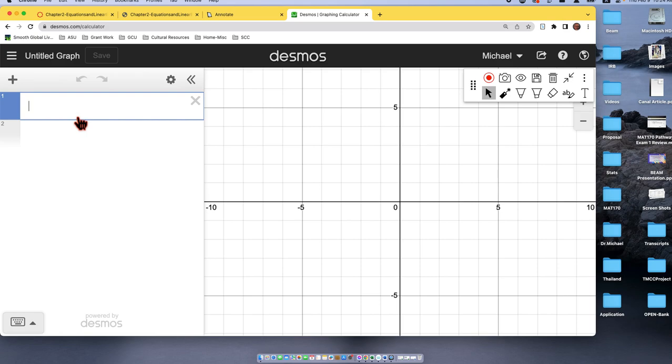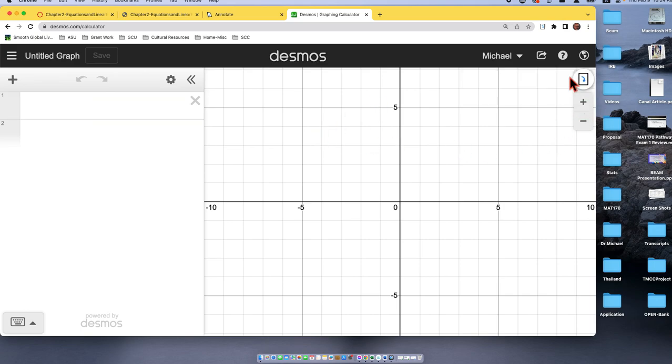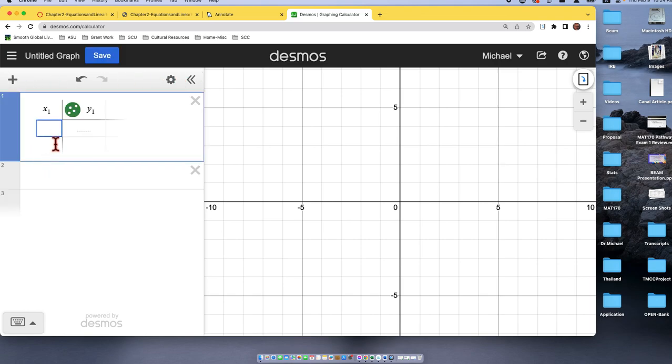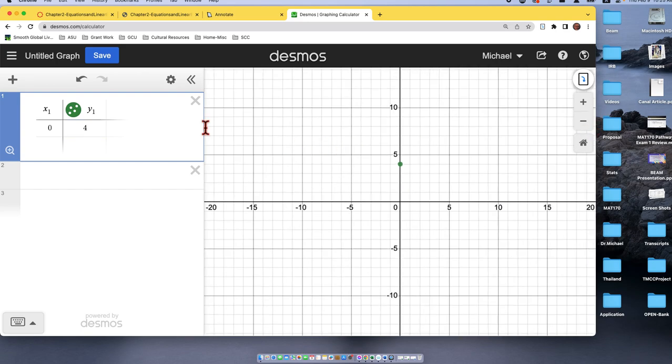So, what do we need to make a line? Two points. If we've got 2 points, we can make a line. So, what I'm going to do is give us 2 points. I'm going to choose the first one. I want this first point as x is 0 and y is 4. And notice, I hit the plus sign, I said, give me a table, and I can put in my points, and look, it actually graphed it.